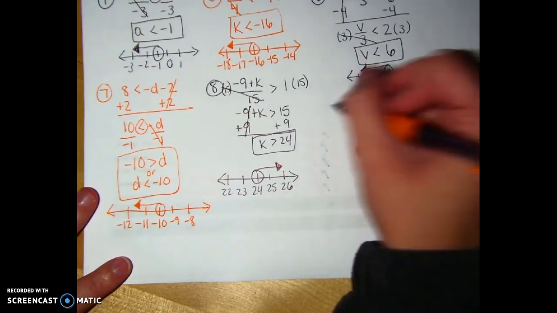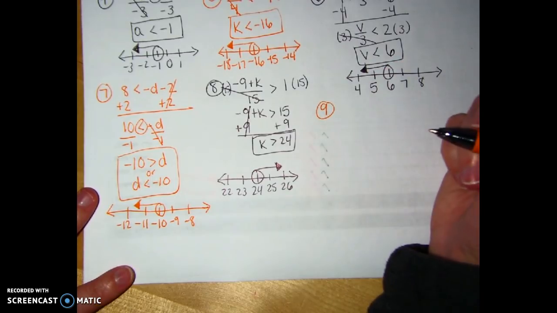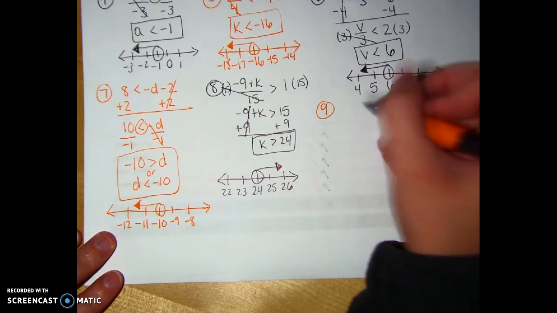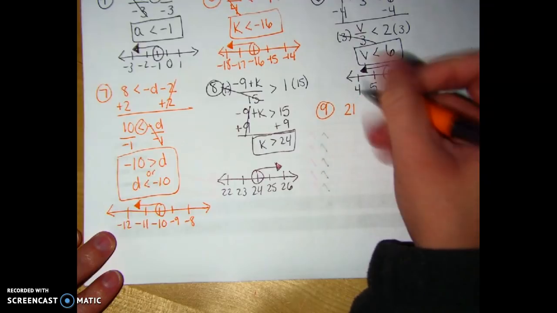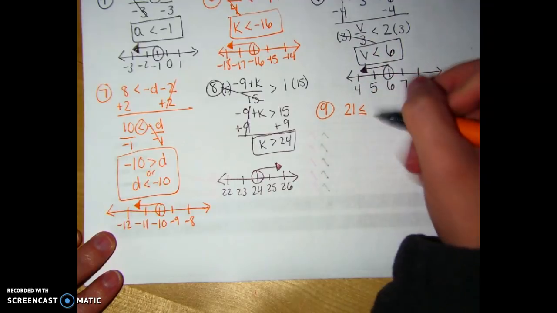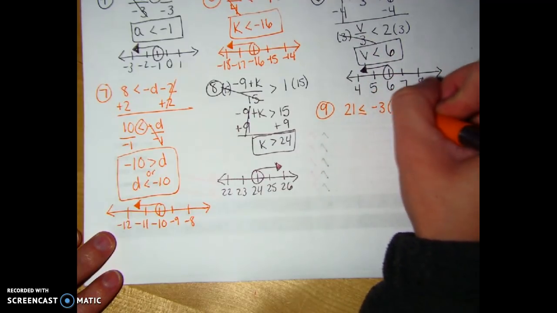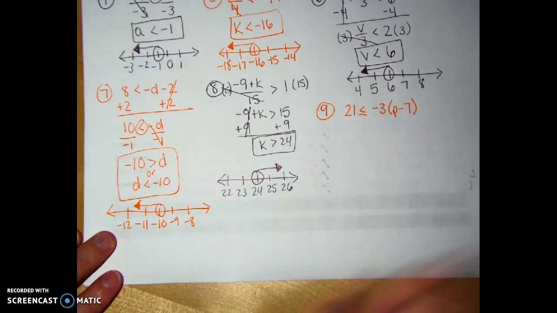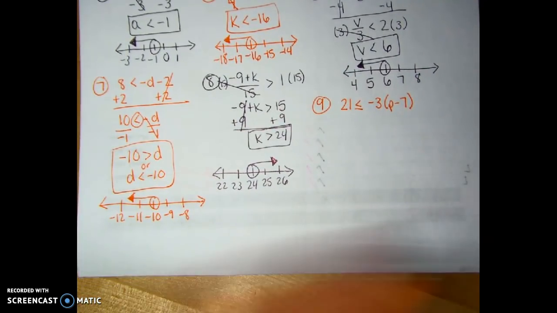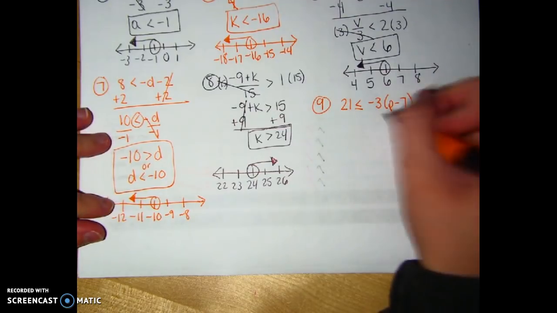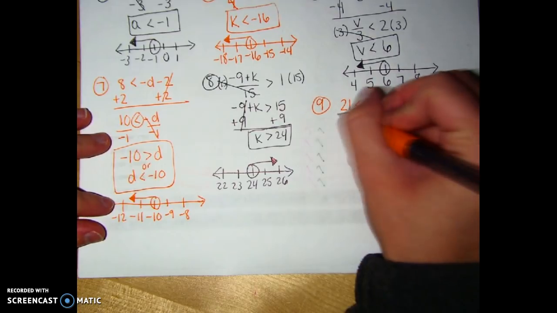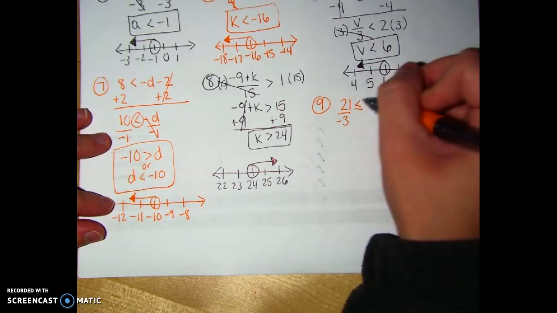Okay, last one. This one is 21 is less than or equal to -3p minus 7. And yes, this is a 2-step inequality if you divide by -3 first. If you do not divide by -3 first, you are going to turn it into a 3-step inequality. So for me, I'm going to divide by -3 first. And oh, I just divided by a negative. I need to flip this.